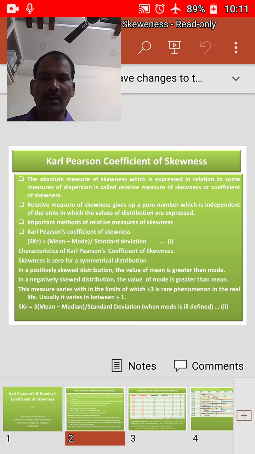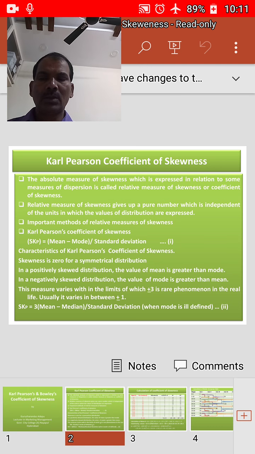They are the Karl Pearson coefficient of skewness, the Bowley's coefficient of skewness, the Kelly's coefficient of skewness, and lastly the measure of skewness based on moments. However, due to time constraints, we are discussing only two methods here, and that is Karl Pearson coefficient of skewness and Bowley's coefficient of skewness.